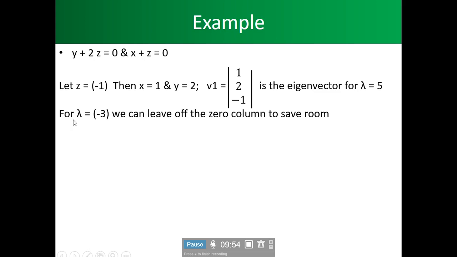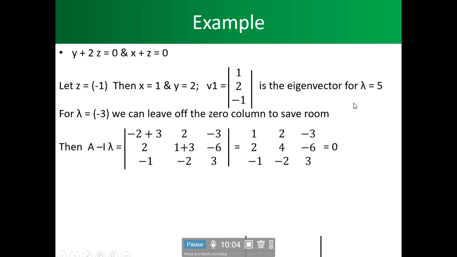Okay, now for our eigenvalue of -3, we can leave off the 0 columns to save room on our paper, on our program. So we have A minus I lambda. We are plugging in minus 3, as you can see. These are all minuses, so they turn to pluses. So everything changes. The only thing that changes is the diagonal, nothing else.